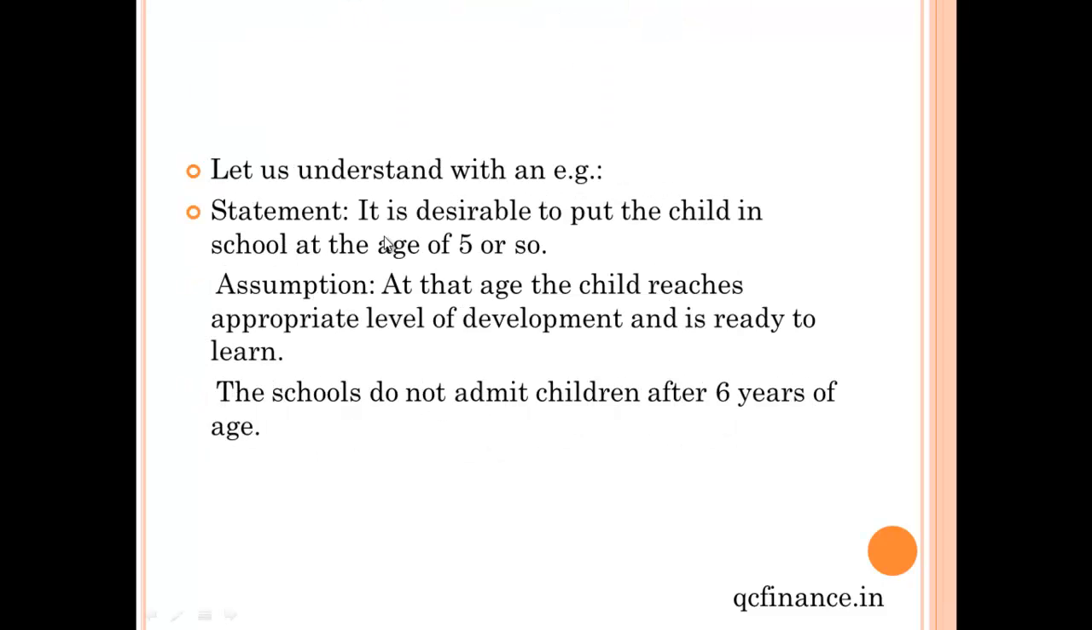So for example, the statement says it is desirable to put the child in school at the age of 5 or so. Assumption: at that age the child reaches an appropriate level of development and is ready to learn. Or the assumption can be that schools do not admit children after 6 years of age. Again, the second assumption is never mentioned anywhere. The statement never talks about children above 6 years not being admitted. The first follows because only after we assume that this is the right age will we put the child in school. So the first assumption follows.